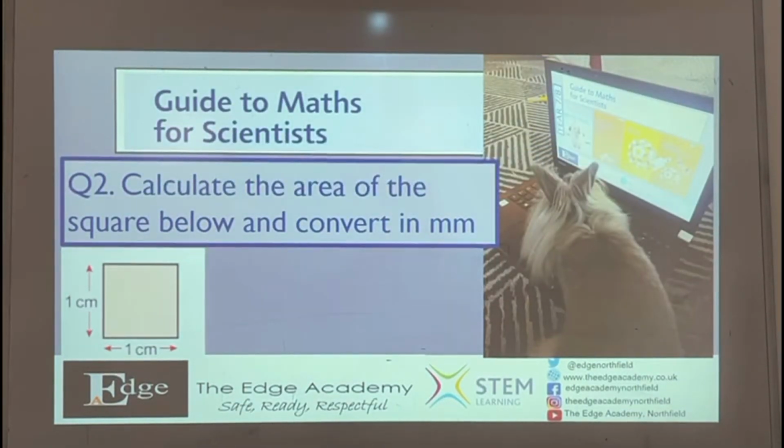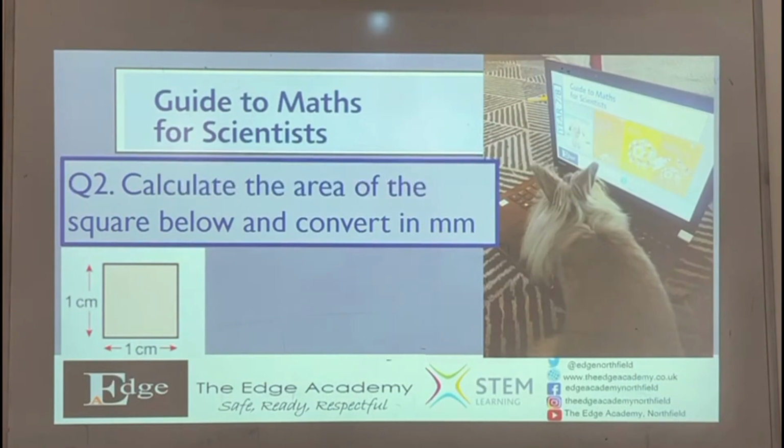So, question number 2. Calculate the area of the square below, and then you need to convert it into millimeters. So what you might have to do here is remind yourself, maybe look at your maths notes of how to calculate area and have a go at this in your book. Remember, when you are doing any calculations in science, you will get a mark for your working out. You will also get a mark for your units. So pause the video and have a go.